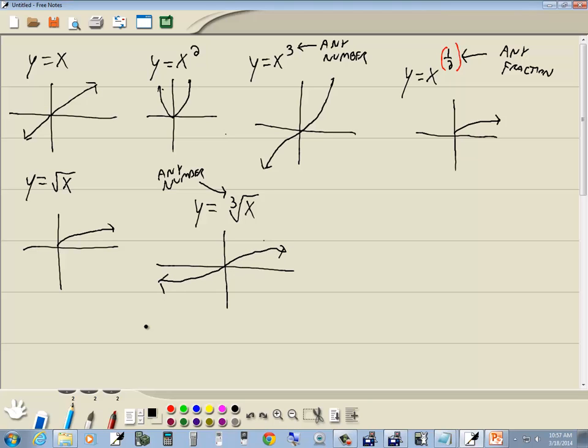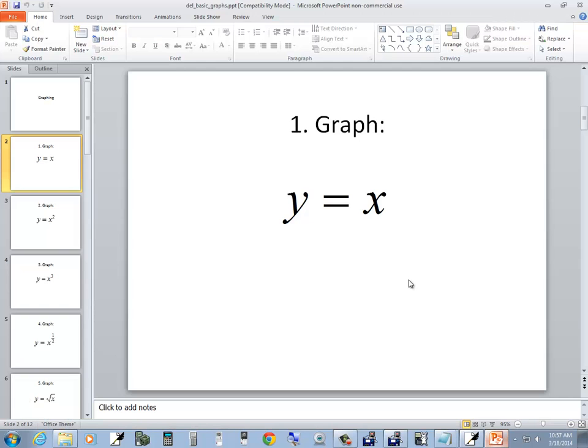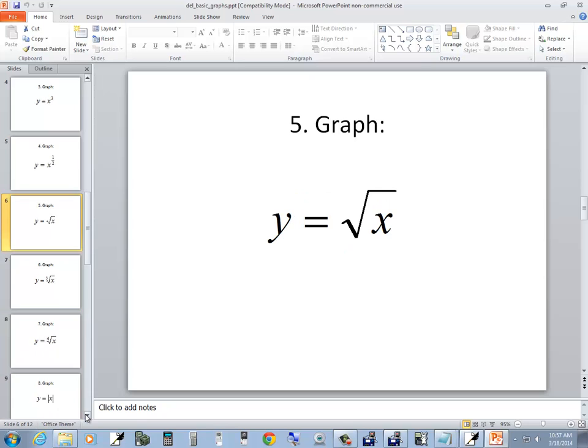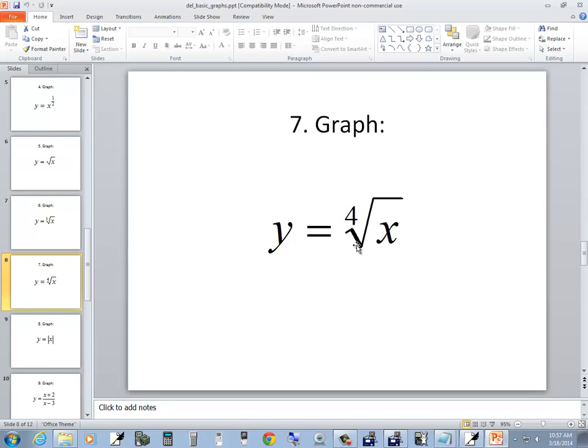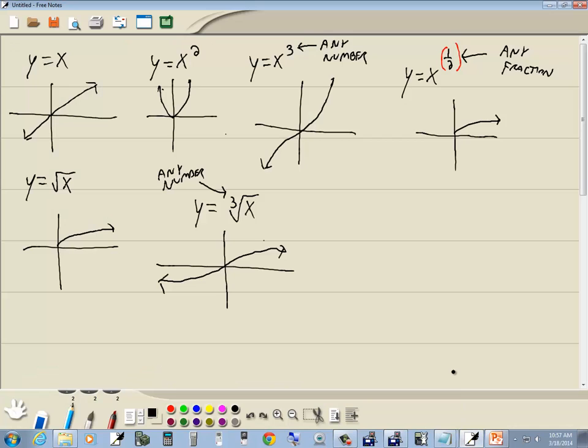I can't freehand draw it very well. Let's see what's our next one. I showed the cube root, but fourth root the same way. You just put 4 in first. Absolute value. So let's take a look at it.